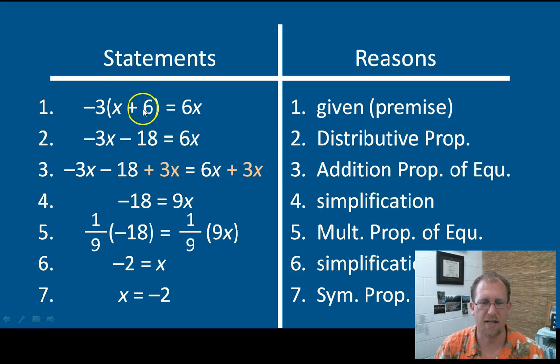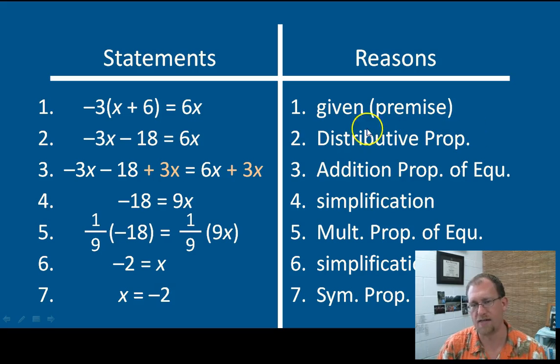Okay, so negative 3 times (x plus 6) equals 6x. That's a given. We were provided this in the question. Okay? So now what I'm going to do is distribute the negative 3 times this quantity. Negative 3x minus 18 is what we get when we multiply both of those terms by negative 3. That is the distributive property.